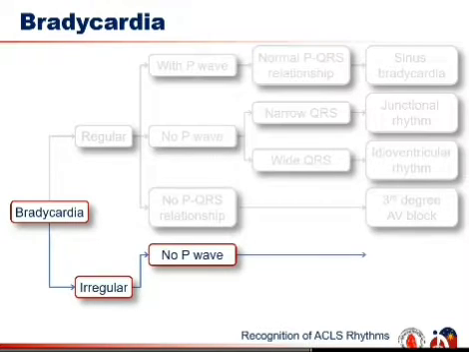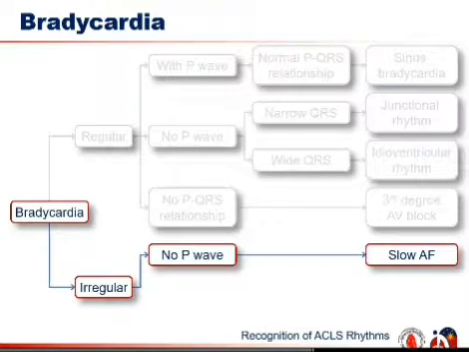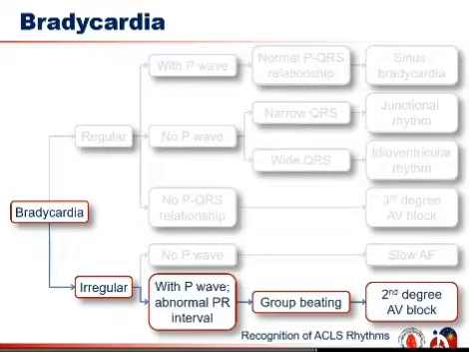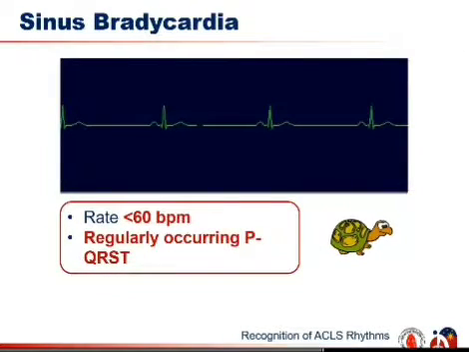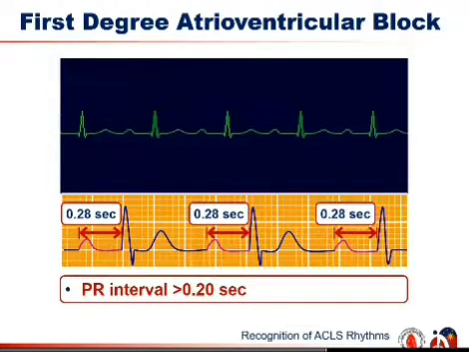Slow irregular rhythms with no distinct P waves is AF, or atrial fibrillation with slow ventricular response. And slow irregular rhythms with P waves and abnormal PR intervals which exhibit group beating is second-degree AV block. Sinus bradycardia is a slow rhythm with regularly occurring PQRST complexes. The next few slides will define the different kinds of AV blocks.